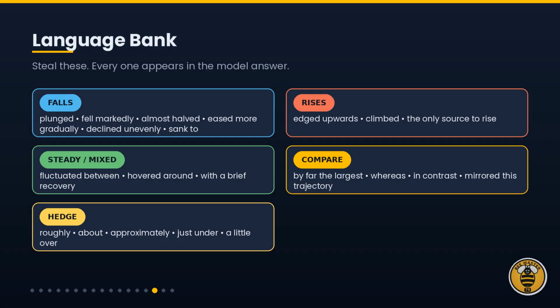Your language bank. For falls: plunged, fell markedly, almost halved, eased, declined unevenly, sank to. For rises: edged upwards, climbed. For steadiness: fluctuated between, hovered around. For comparison: by far the largest, whereas, in contrast, the only source to. And for hedging: roughly, about, approximately, just under, a little over. Use hedges every single time you read a value off a graph.